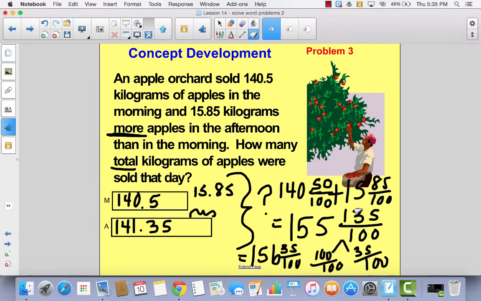Okay, so hopefully you made a number bond and broke 135 hundredths down into 100 hundredths and 35 hundredths. If you take this whole number and add it to 155, that gives you 156, and then you add the fraction, so you have 156 and 35 hundredths. Okay, so let's write 156 and 35 hundredths over here in the afternoon amount.